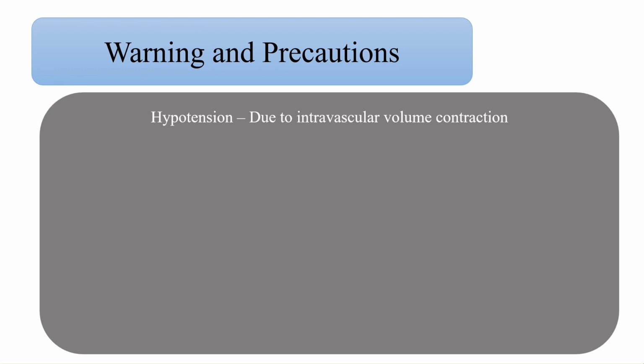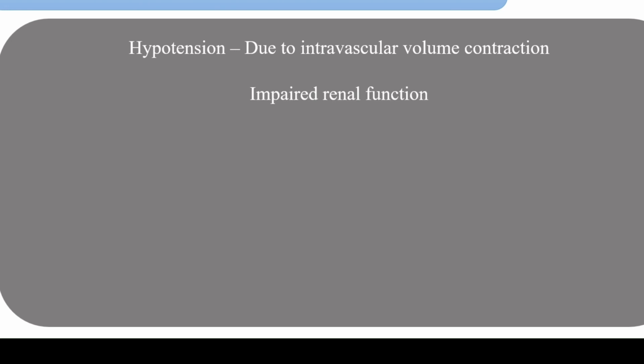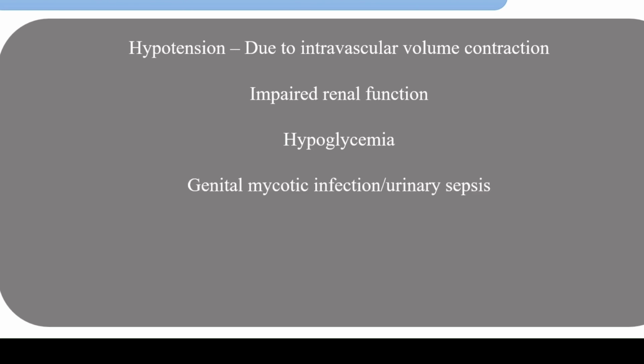Warnings and precautions. See, if more sugar is eliminated through the body, then definitely a lot of fluid also gets out of the body. Hence, hypovolemic hypotension may result from this. Due to the intravascular volume contraction, the patient may move into hypotension. Impaired renal function, this part we have already discussed. Hypoglycemia, that is decreased blood sugar level, because it is eliminating the maximum sugar from the body. And genital mycotic infection and urinary sepsis. Even sometimes we may get Fournier's gangrene also.